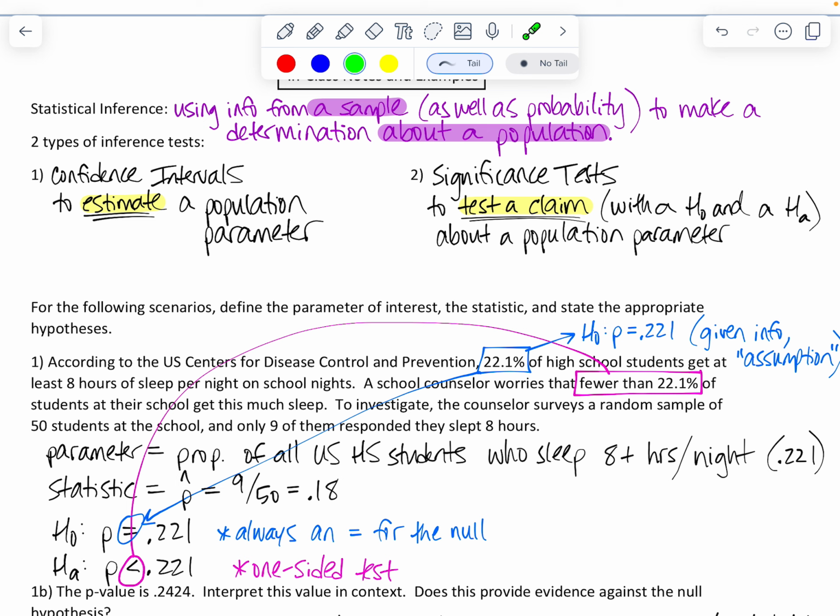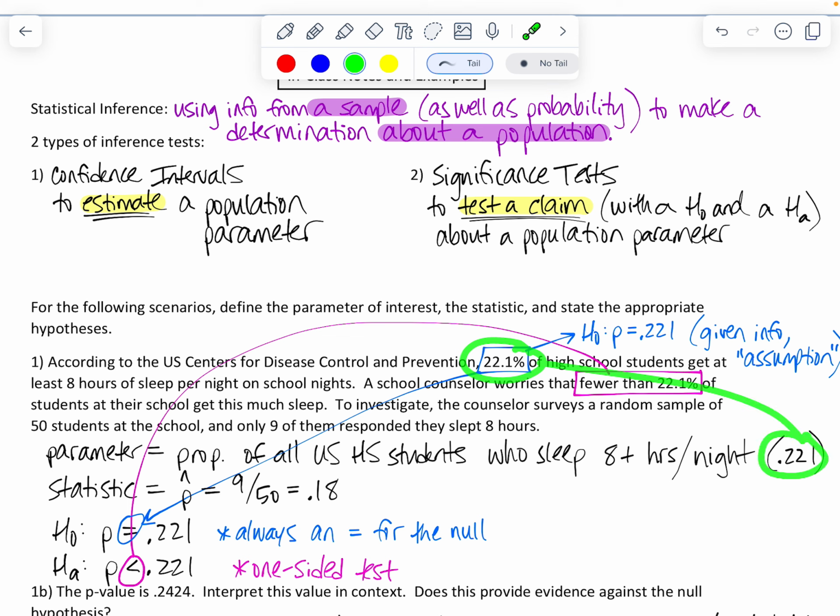But anyways, to investigate, a counselor surveys a random sample of X number of students. In this case, it's 50, and only 9 of them have responded that they slept 8 hours. Okay, let's define the parameter of interest. What is it that we are interested in? And that is the proportion of all U.S. high school students who sleep 8 hours at night. And we have a number that goes with that in this case.